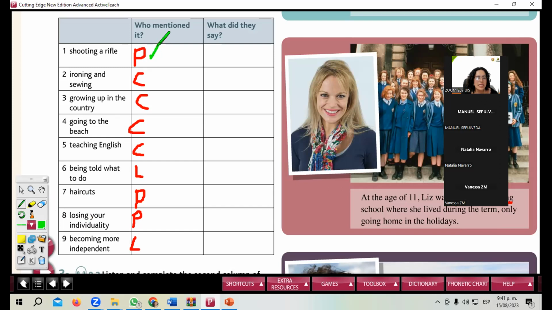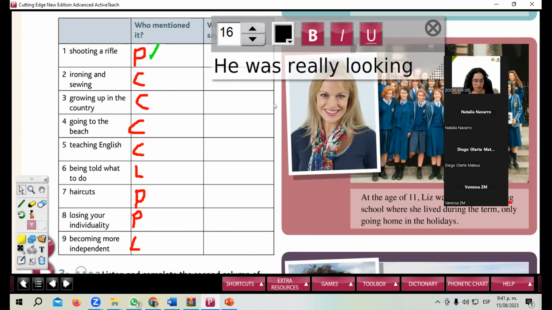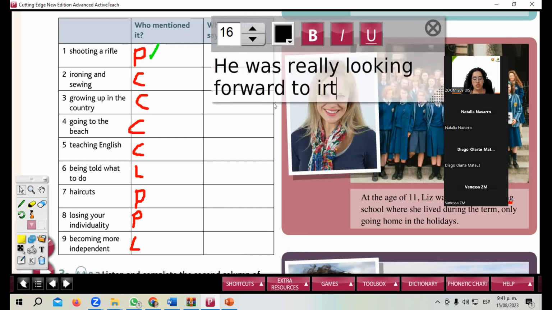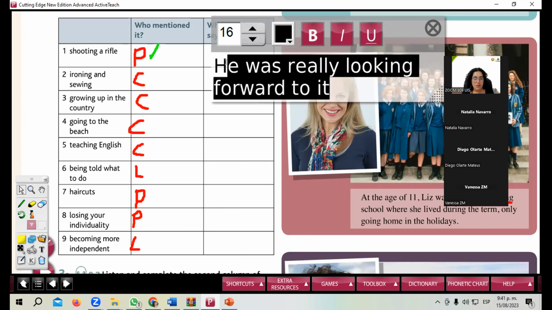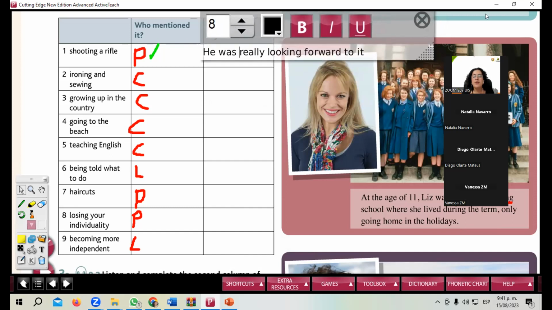And what else did you listen from Peter about shooting a rifle? He never... He showed after. Okay, sorry, Diego. Let's listen to Vanessa. Really looking forward to it. He was really looking forward to it. So he was excited about shooting a rifle. He was looking forward to it.